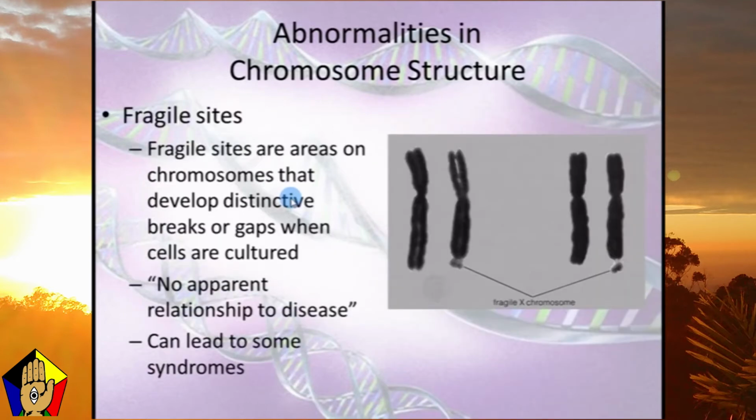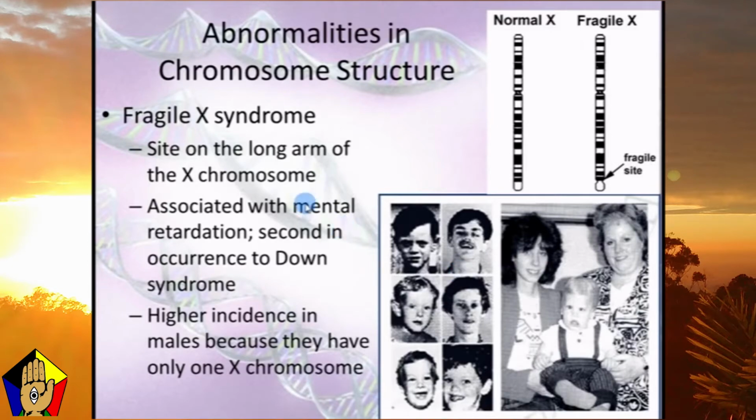Right? And then fragile sites. So fragile sites themselves, we talked about it a little bit before when you have a repeating sequence. So at the very end of a chromosome, you have this repeating sequence that gets longer. It makes it kind of frail and easy to break. And your book says no apparent relationship to disease, but we do know that there are some syndromes that are caused by this. So when we look at it, one of them is Fragile X syndrome.